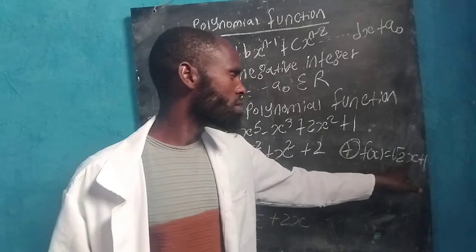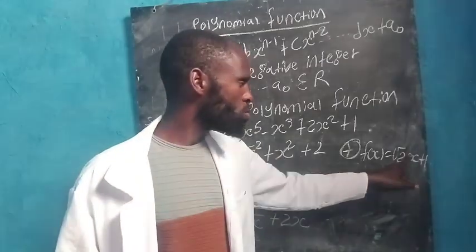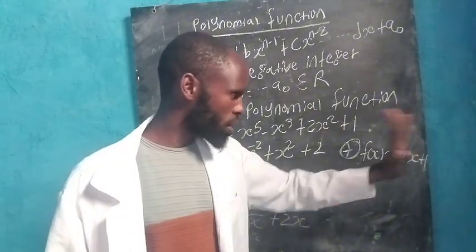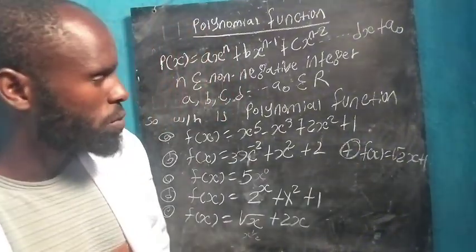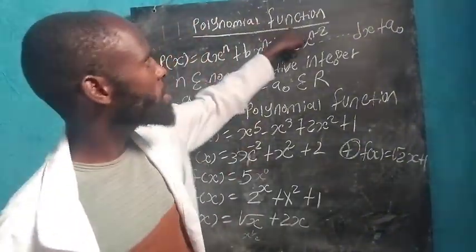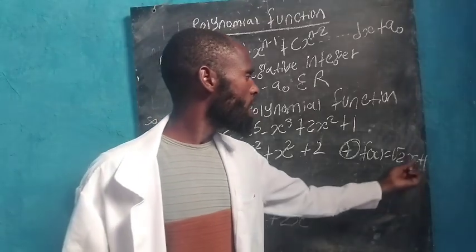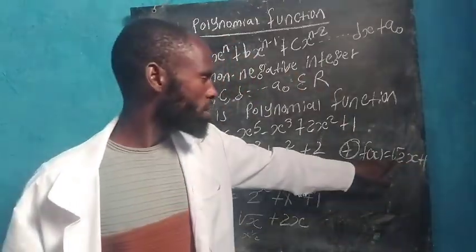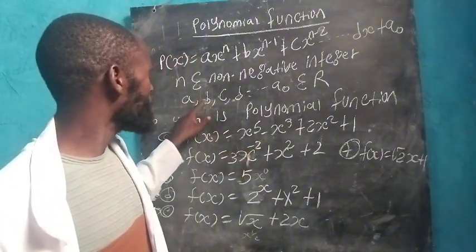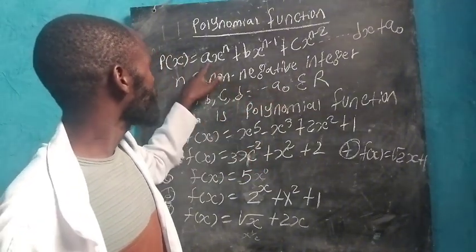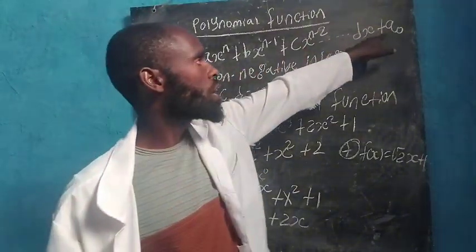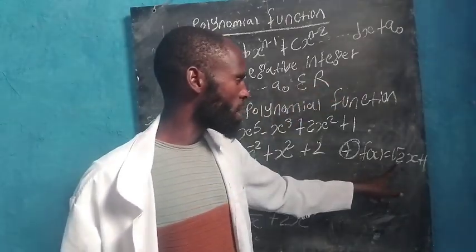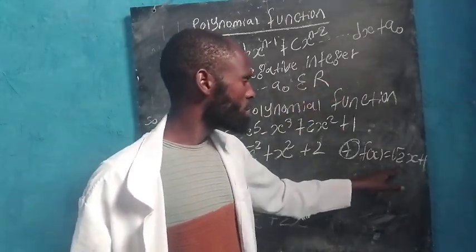Radical 2 times x plus 1. Radical 2 times x. x is out of the radical. Is it a polynomial function? Yes, because x to the power of 1, and 1 is a non-negative integer. Radical 2 is a real number. a, b, c, d up to a initial should be real numbers. So radical 2 is a real number. Rational numbers are subsets of real numbers.